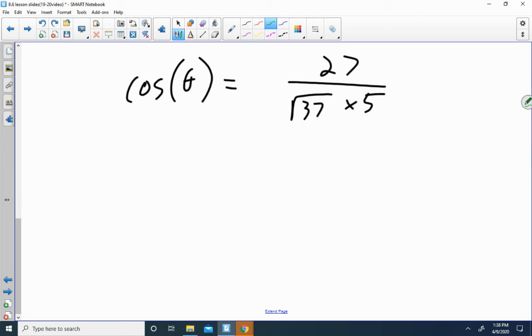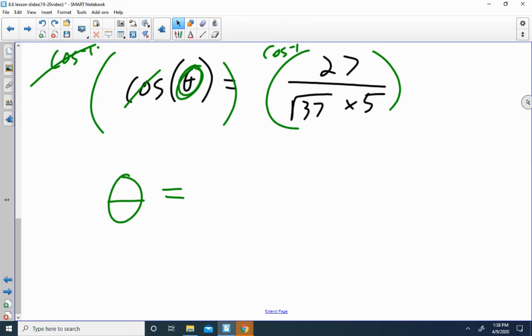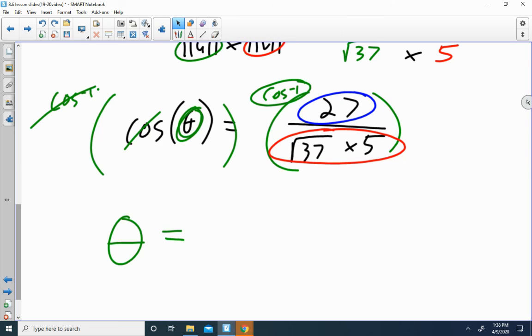But remember, we don't want cosine, we just want theta. I have to get rid of that cosine, and I'm going to do it by taking the inverse of both sides. On this side, the cosines cancel, and I'm just left with theta. Now I have to do all the messy stuff on the right. I have to do square root of 37 times 5, and then whatever that is, I'll divide 27 by that number, then take the cosine inverse. Again, please take this one step at a time. Do not plug the entire thing in your calculator.